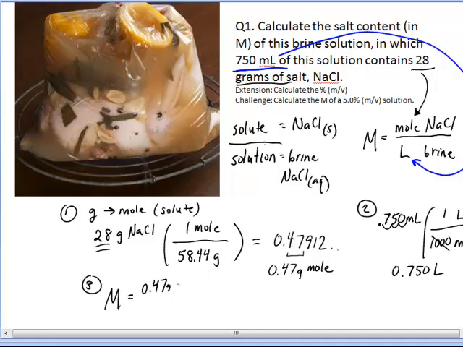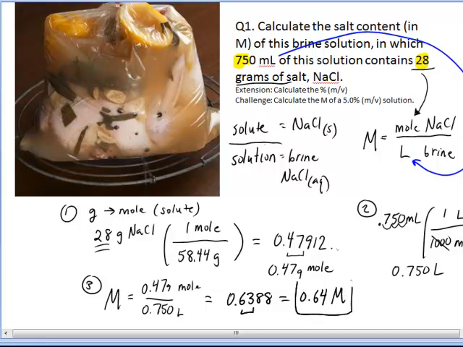0.479 moles over 0.750 liters. And we're going to round this to 2 sig figs because what we're starting with here has 2 sig figs in both numbers that they give. 0.6388. We're going to round this to 2 significant figures, so we get 0.64. And that's units of moles per liter, so you can write moles per liter or you can just write capital M.